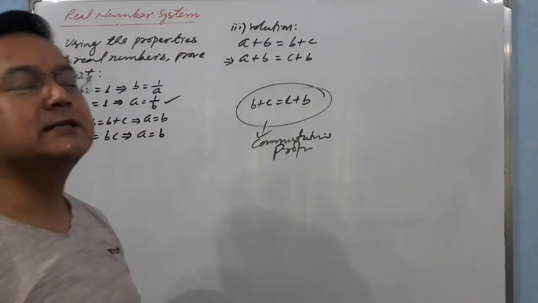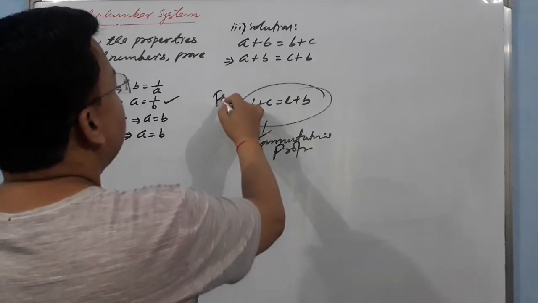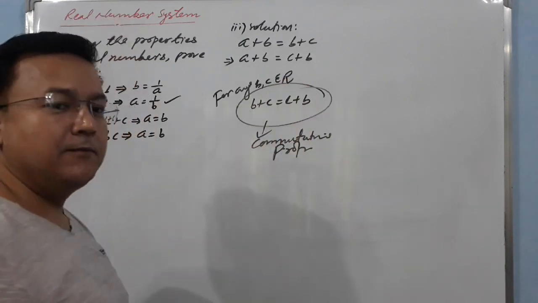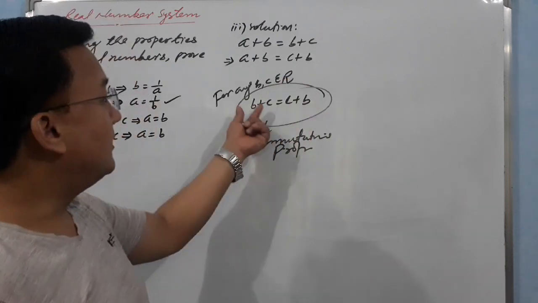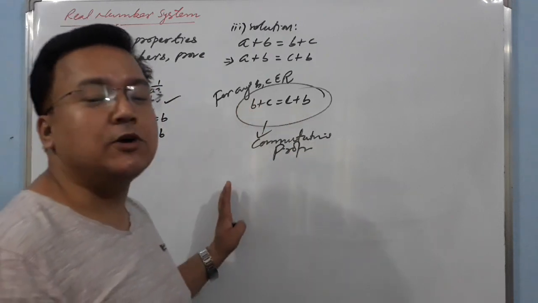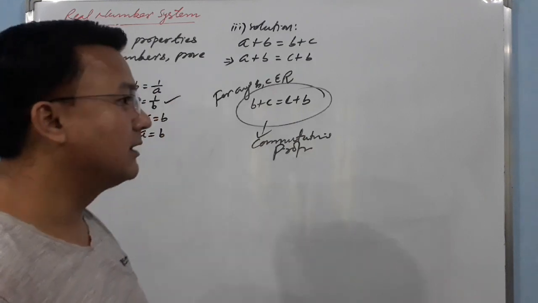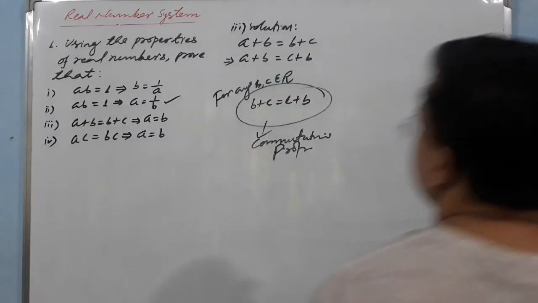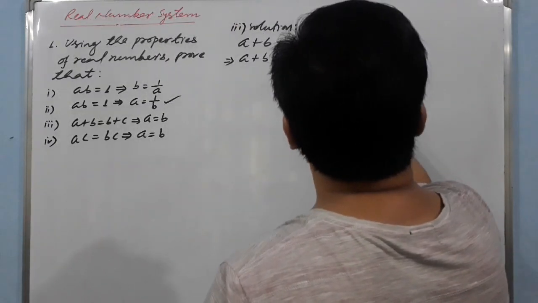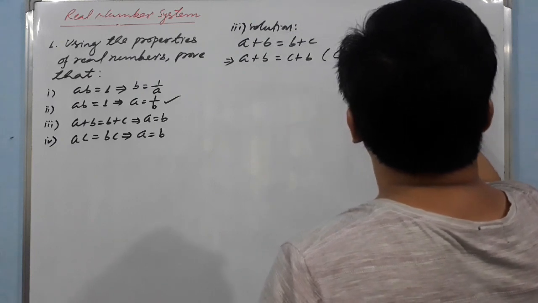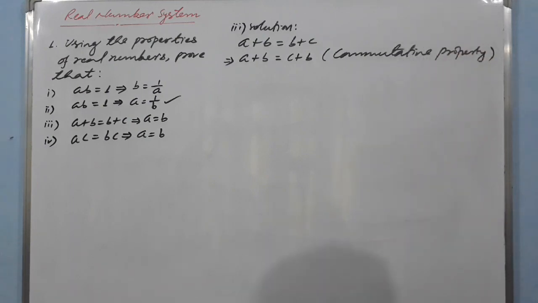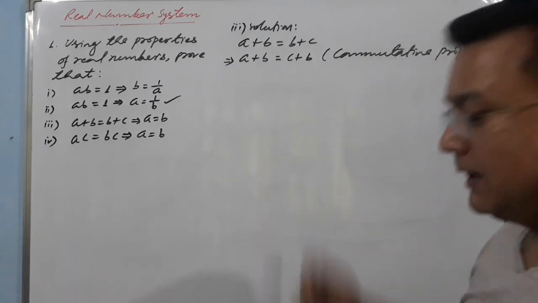This property is the commutative property of addition. For any B, C belongs to R, if there are any two real numbers, then B plus C is equal to C plus B. Order doesn't matter, you will get the same result. This is called your commutative property on addition of the real numbers. So now I have used the commutative property, and here I'll write down the commutative property, or commutative law you may say, right?